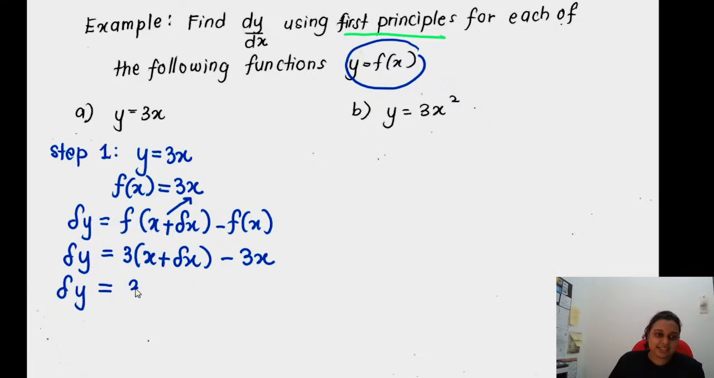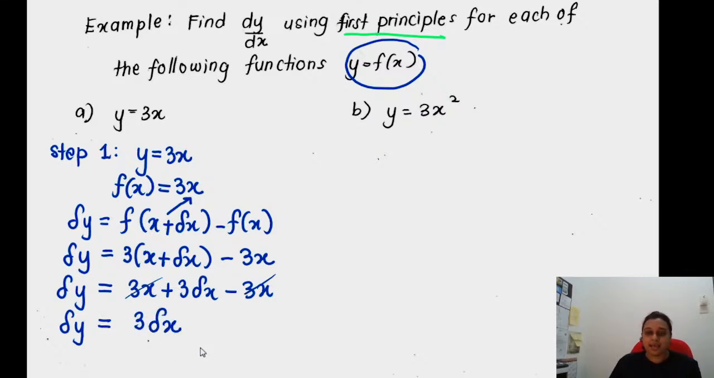Okay, so we get 3x plus 3 delta x minus 3x. Anything we can solve here? 3x can minus with 3x, 0. So we are only left with 3 delta x. Step 1 done. Now we're going to go to step 2.